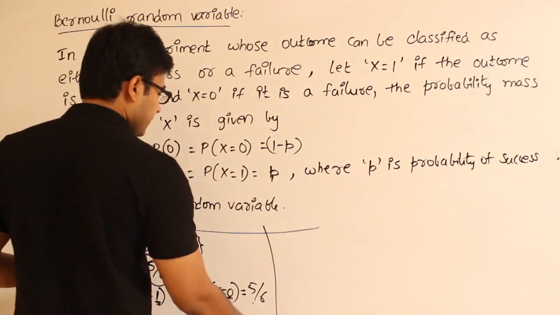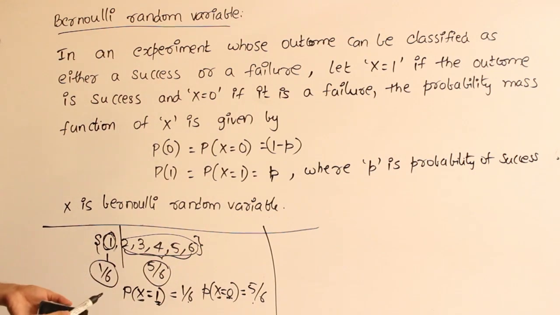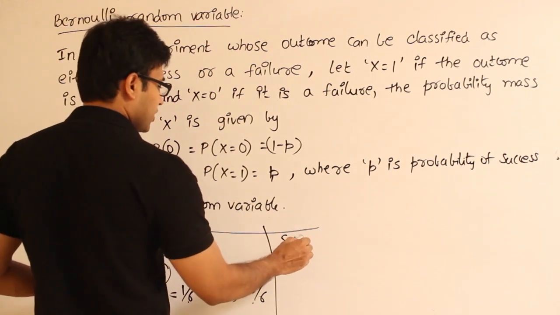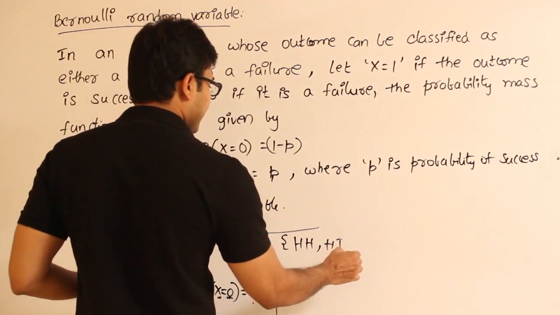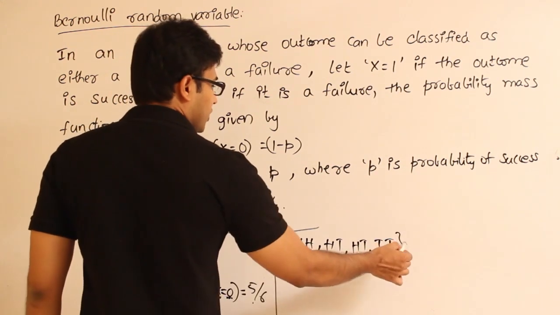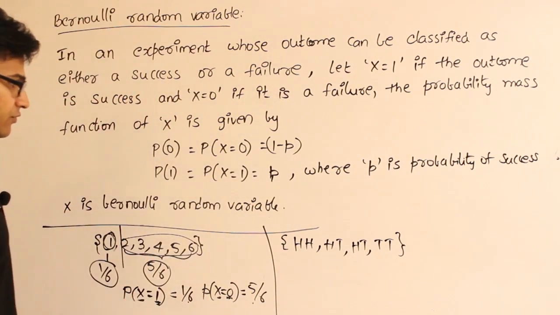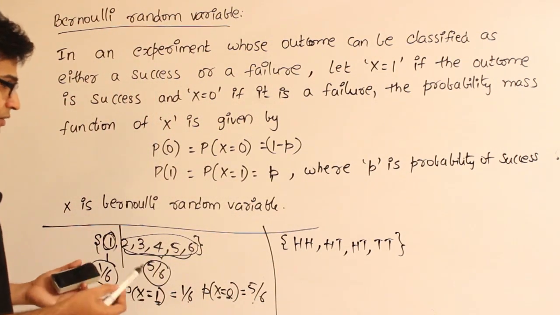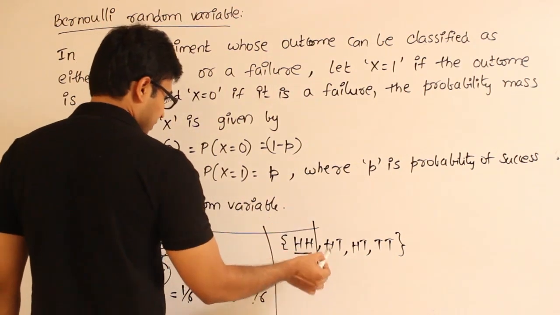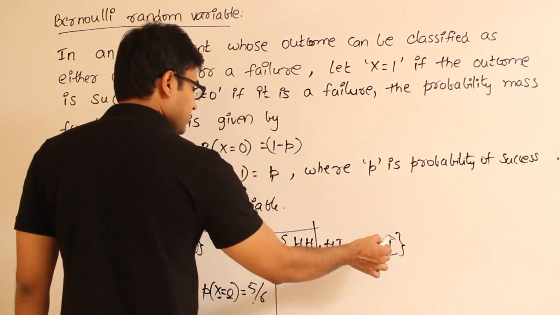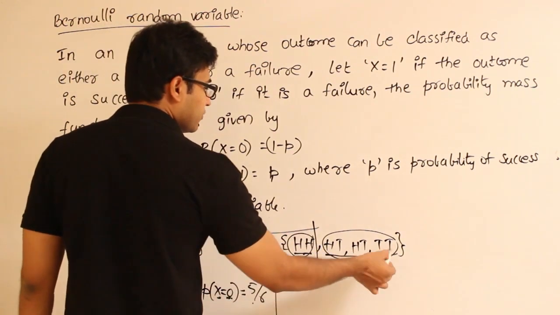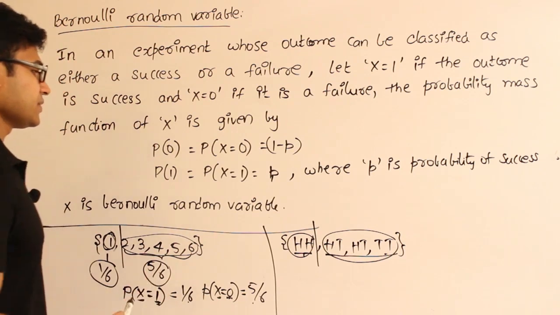You can see one more example. Assume that people are flipping two coins, and the experiment is flipping two coins. Then what are the events? Head head, head tail, tail head, and tail tail. Now you have decided that if you get two heads, you will win, otherwise you will lose. Then in this case, the success is nothing but this one, and the failure is nothing but these others. This is the entire failure event, and this event is the success event.